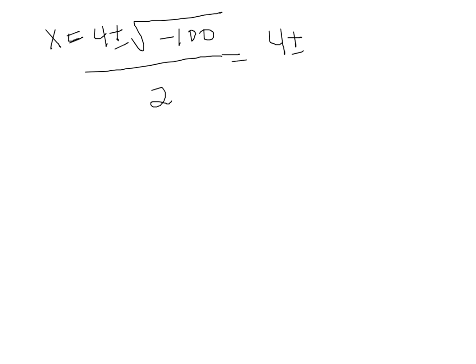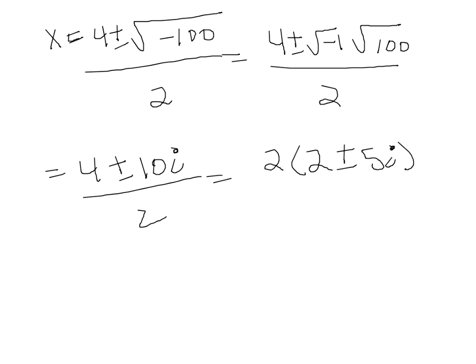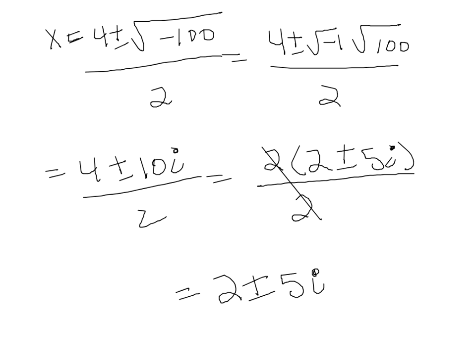So I get 4 plus or minus the square root of minus 1 times the square root of 100. That's 4 plus or minus 10i. The square root of 100 is 10, and the square root of minus 1 is i. And then I can factor out a 2, and that's 2 times 2 plus or minus 5i, all divided by 2. So I get 2 plus or minus 5i. And so there's my two roots.